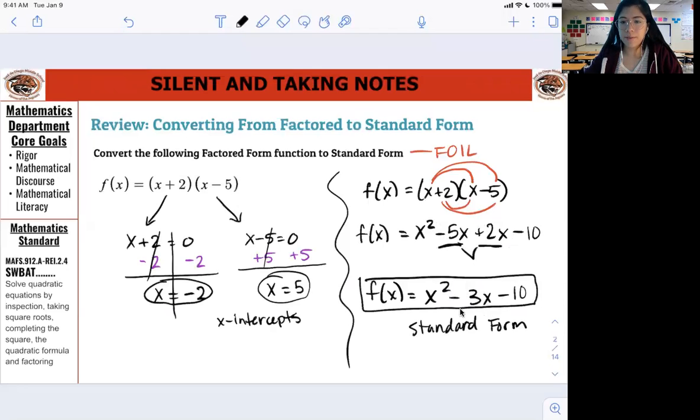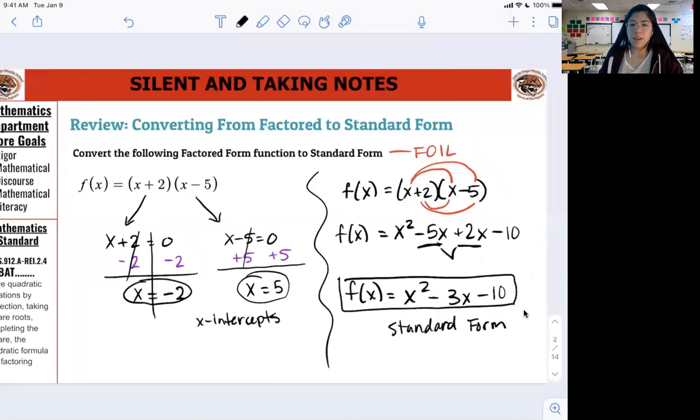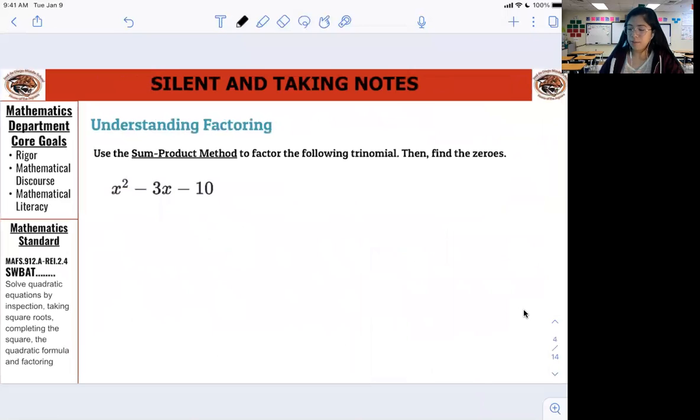So -3 is the sum of -5 and +2. -10 is what you get when you multiply, the product of 2 and -5. So -3 is the sum of those two numbers. -10 is the product of those two numbers. So when we go in the opposite direction, we're going to be using something called the sum product method. The sum product method. So let me explain what that means.